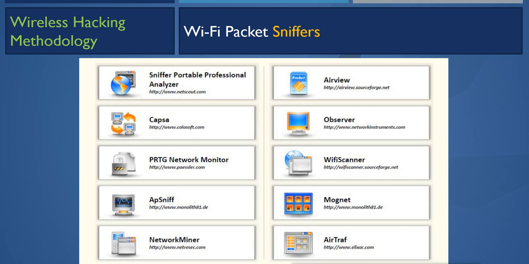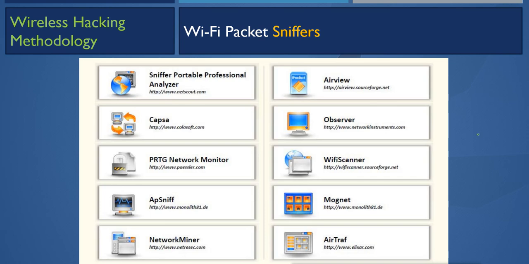Now for doing the Wi-Fi sniffing, we have Wi-Fi packet sniffers. These are the packet sniffers we have, like PRTG Network Monitor, Capsa Network Monitor. We have SniffPro, Portable Professional Analyzer, AirView, Observer, Wi-Fi Scanner, AirTraf. So these are the tools we have to analyze the network and discover the network.